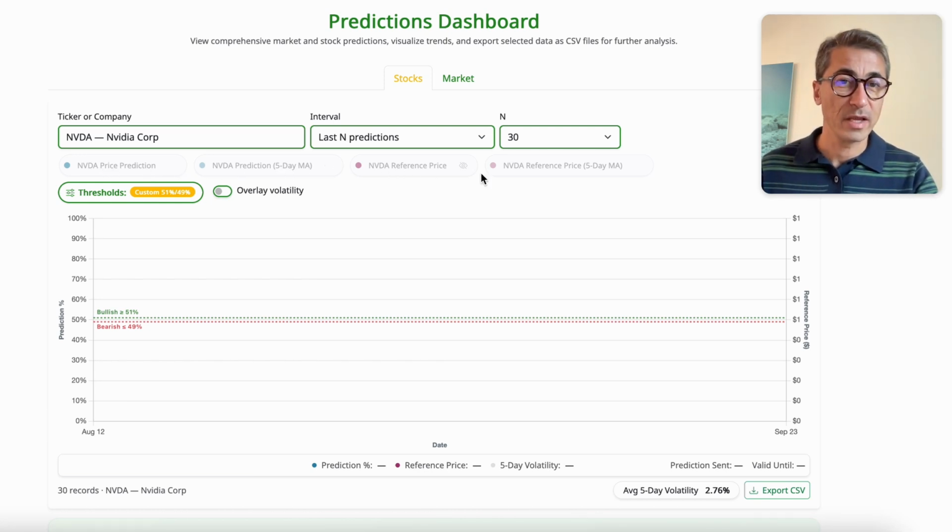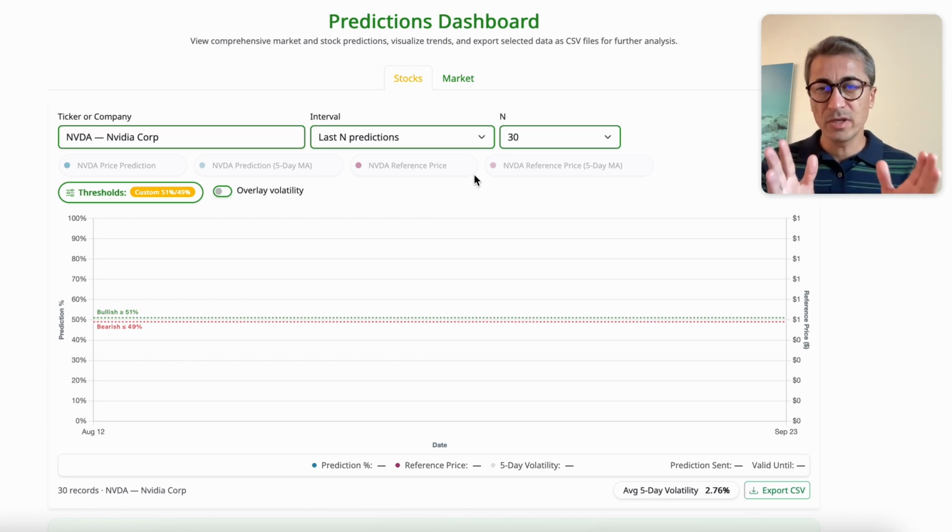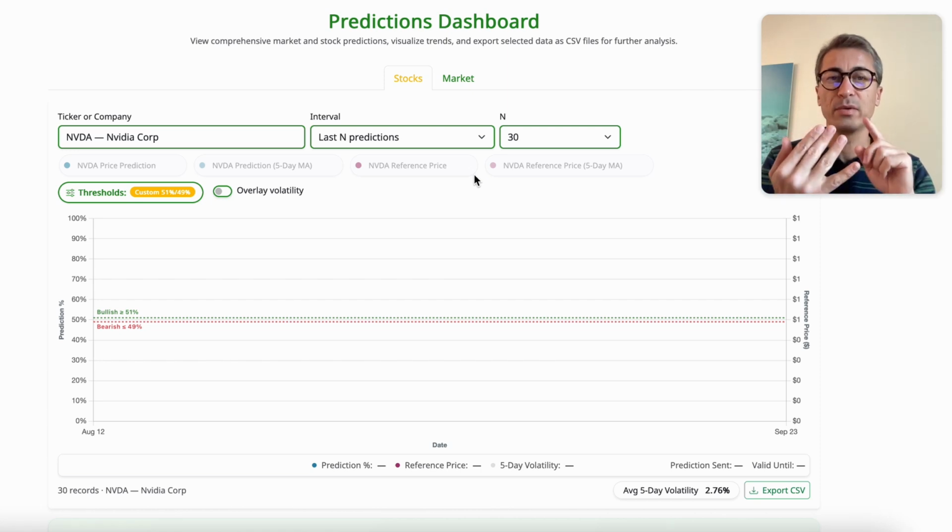The reference price and the moving average of reference price, the short-term moving average of reference price, which is a 5-day moving average. Obviously, as you know, predictions are made available on each market day before markets open, roughly a few hours before. So for each market day, we publish a new prediction for each common stock from US stock markets. And the prediction interval for these predictions is 10 market days, excluding weekends, excluding the days when the markets are closed.